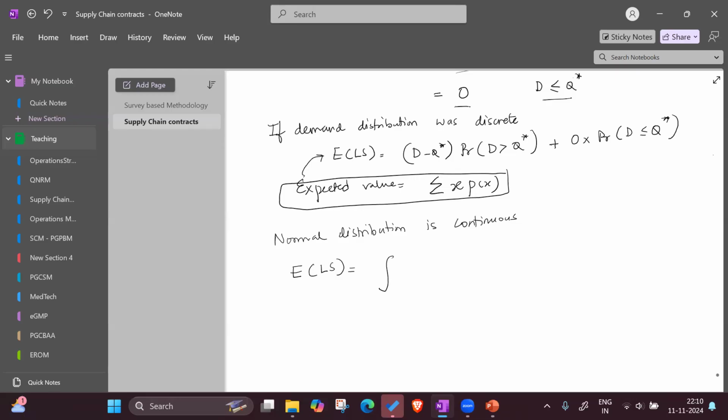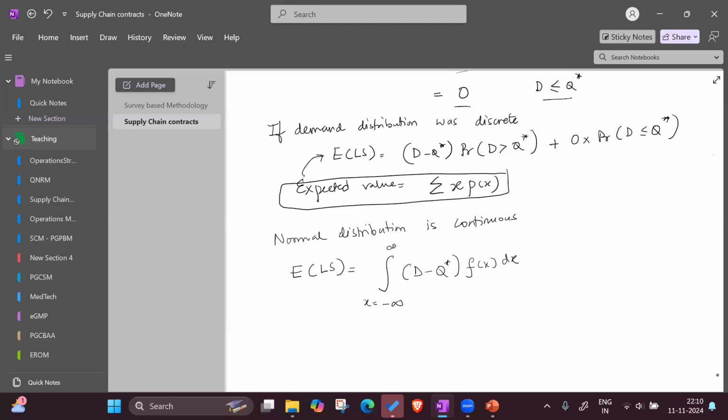Demand is going to be represented by the letter x because x is varying. Now, when do we have a stock out? Whenever the demand is greater than Q star. While x can take any value between minus infinity and plus infinity, we can write it like this: the integral from minus infinity to plus infinity of (d minus q star) into f of x dx.